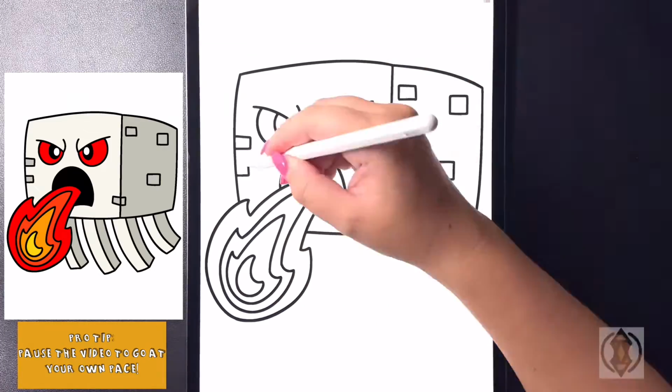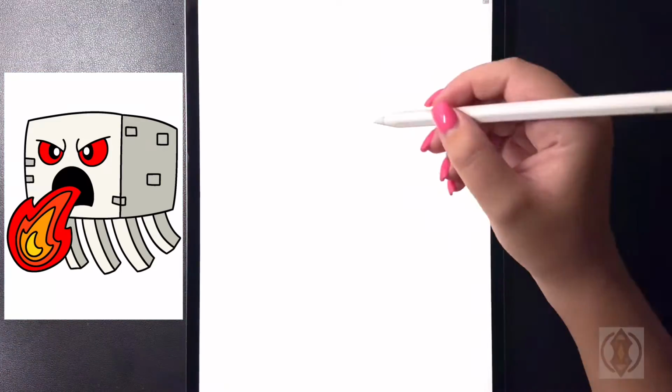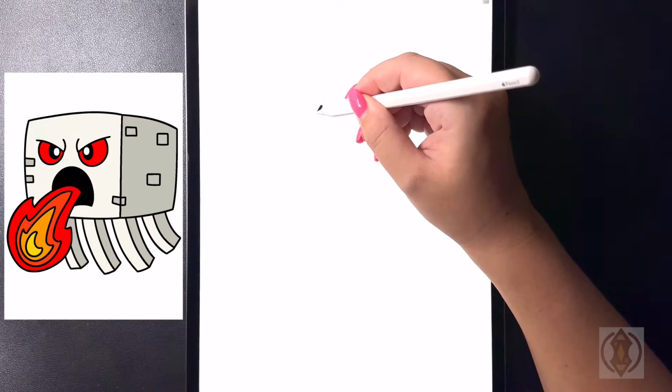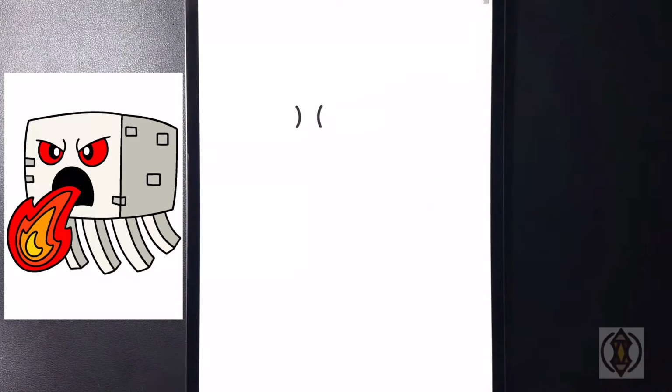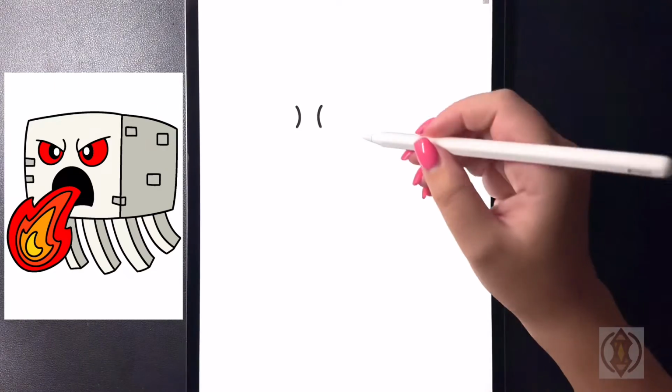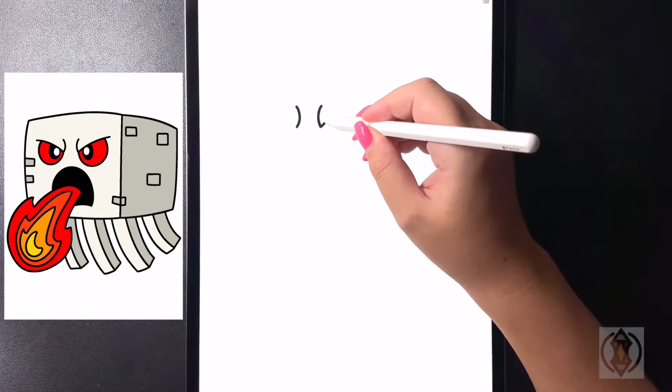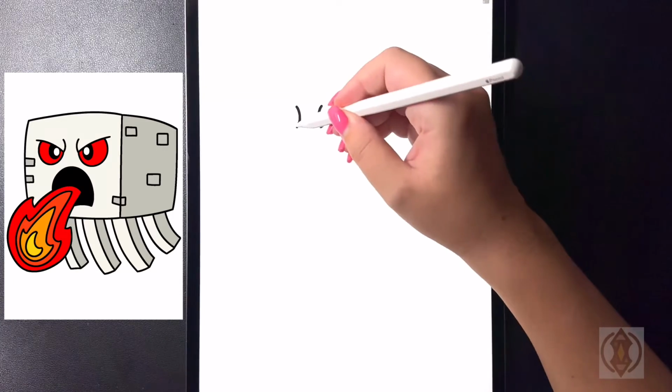Today we'll be learning how to draw Ghast from Minecraft. First, we're going to get started with the eyes. So on both sides, we're going to curve a line that comes down and then out towards the side. On each side now, we're going to curve this line up and then over.